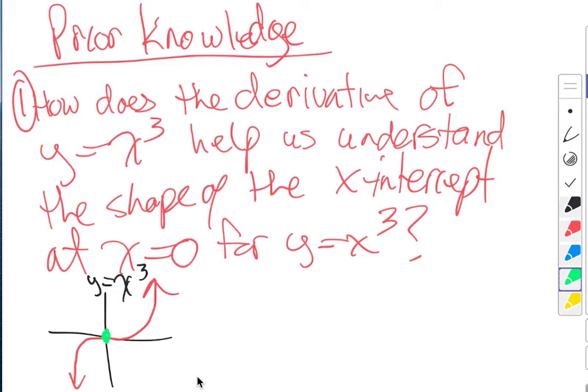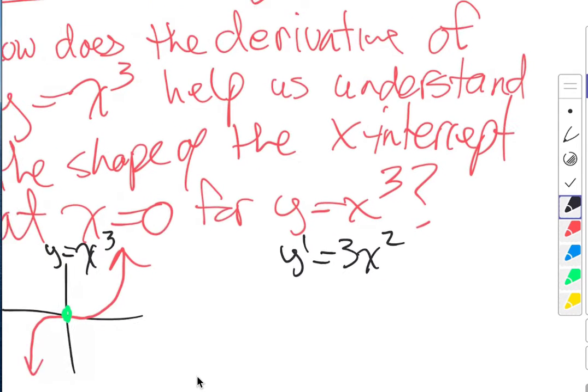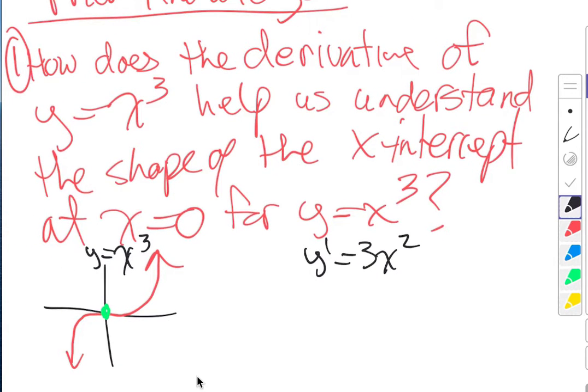So if you only knew calculus and you didn't know that from memory of what it looked like, how could you use calculus to understand the shape of that x-intercept? Well, let's look at how we might do it. So y is x cubed, that means y prime is 3x squared. Let's make a little table for 3x squared and see what happens to the slope.